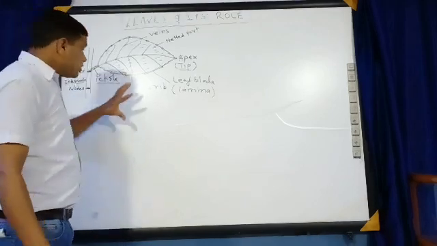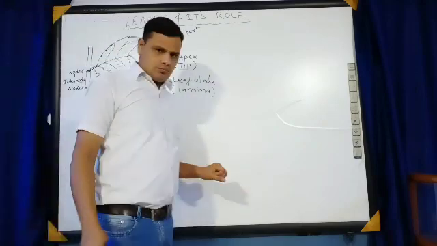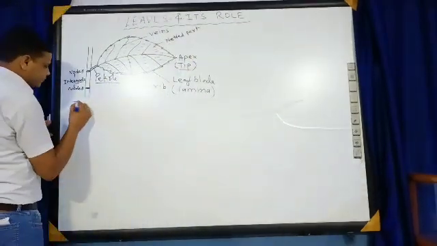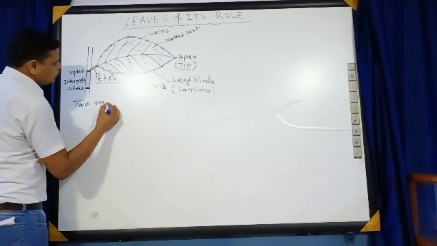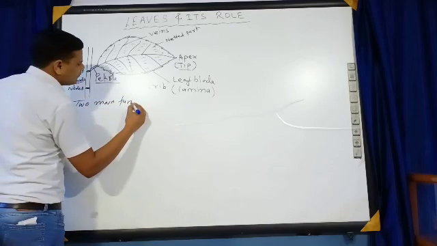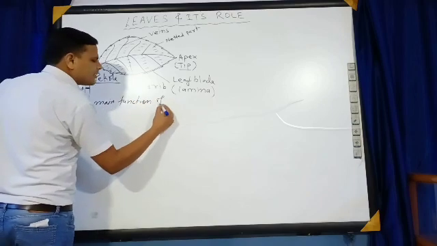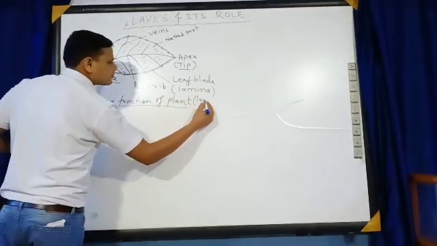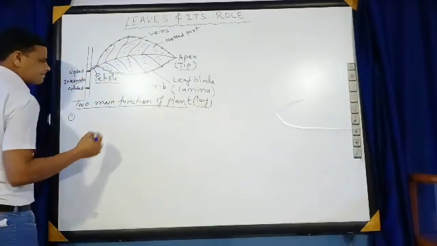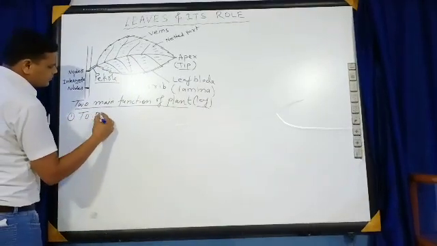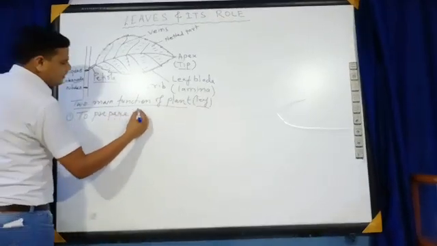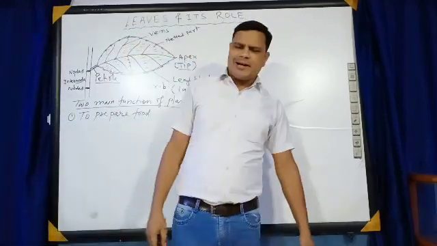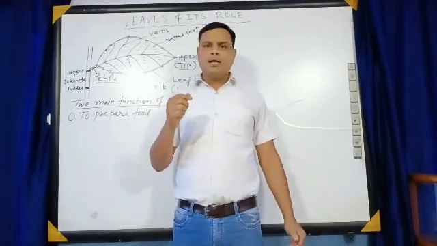Now, two questions arise. What does the leaf do? Two main functions of the leaf. We can write two main functions of the plant. First is to prepare food. The leaf is an important food factory of the plant because it prepares the food.